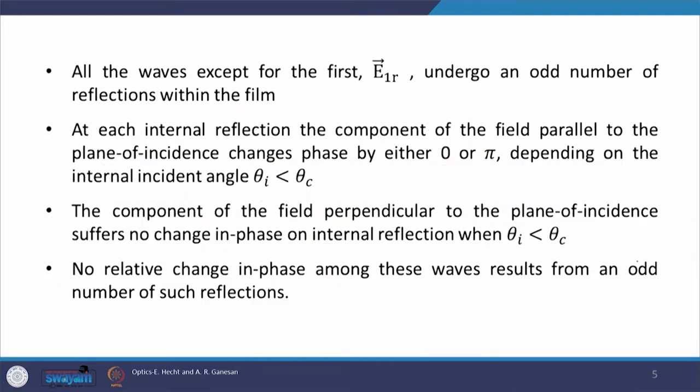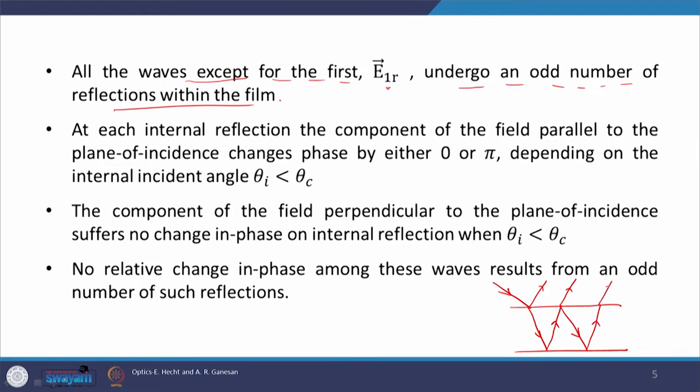Now, all the waves except for the first, which is E1r, undergo an odd number of reflections within the film. How to ensure this? Again see the same picture. This is our film and this is the wave which is falling on the film, and this is the first reflection, and then a partial transmission is there, again reflection, again transmission, reflection, and so on. This is your first reflected ray, this is your second reflection, this is our third reflection.